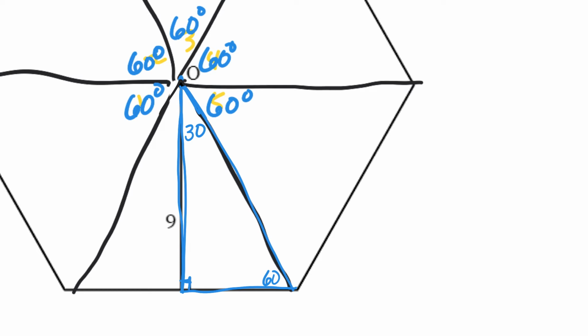And on our 30, 60, 90 triangle, we have the medium side. Here's where we have to memorize those 30, 60, 90s and 45, 45, 90 triangles. We also could use a trig ratio here, but if we have an angle measurement of 30 degrees right here and 60 degrees here, our medium side is 9.